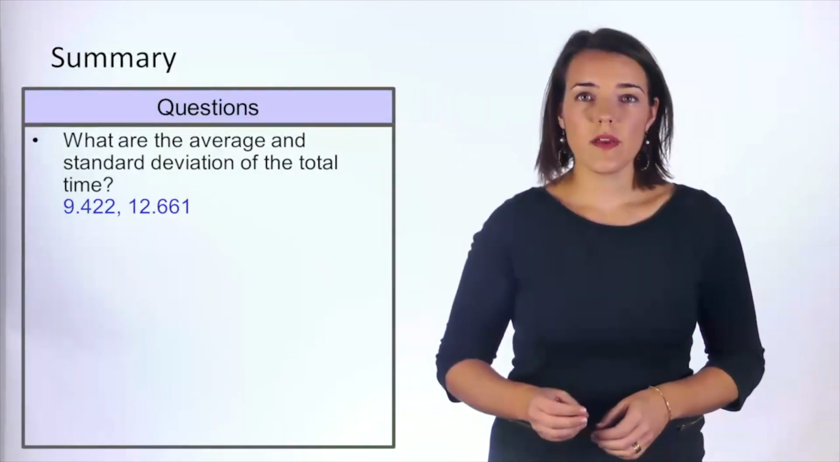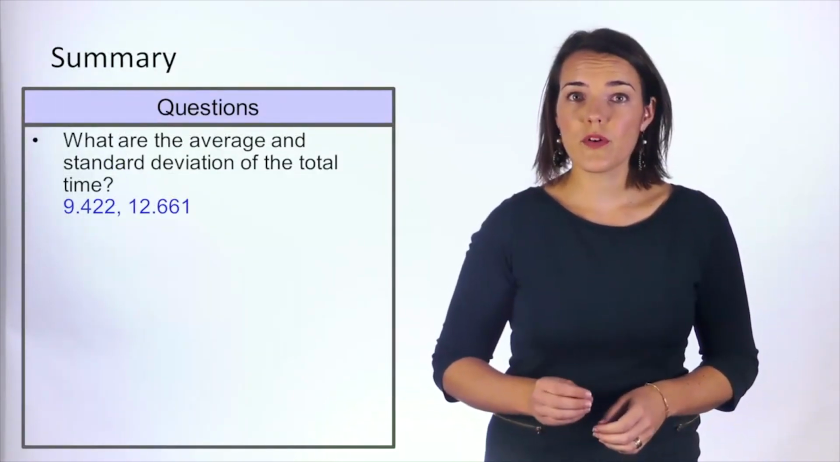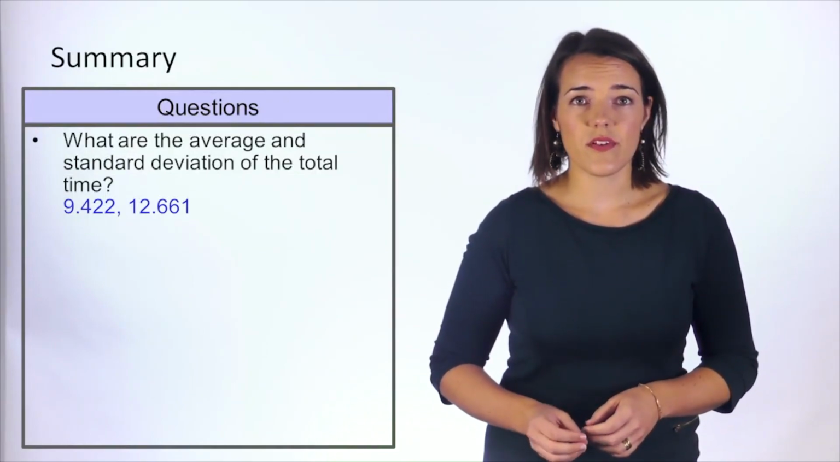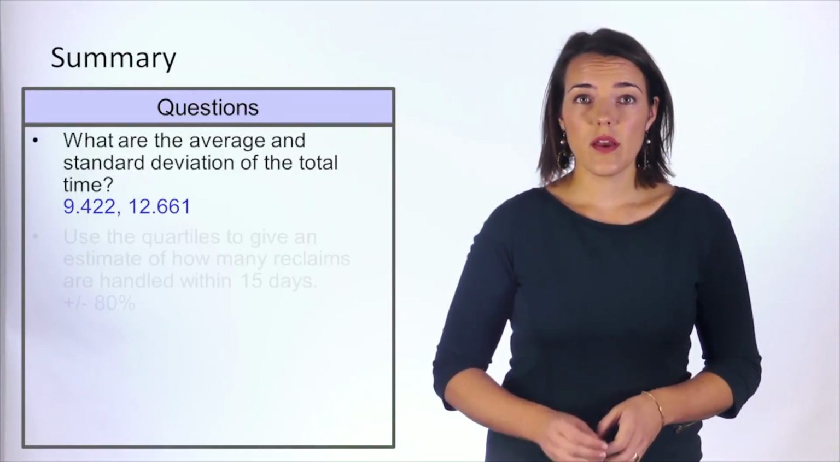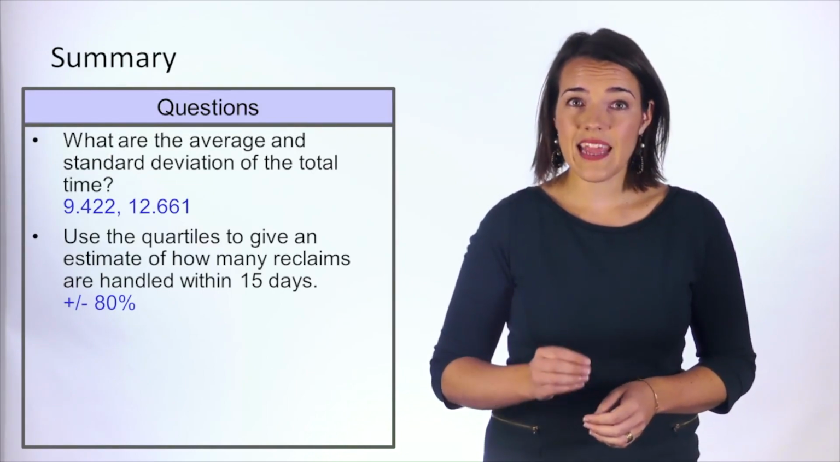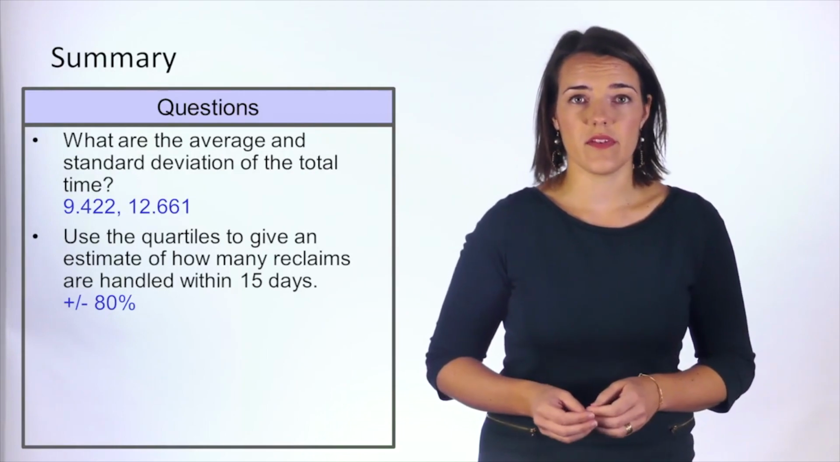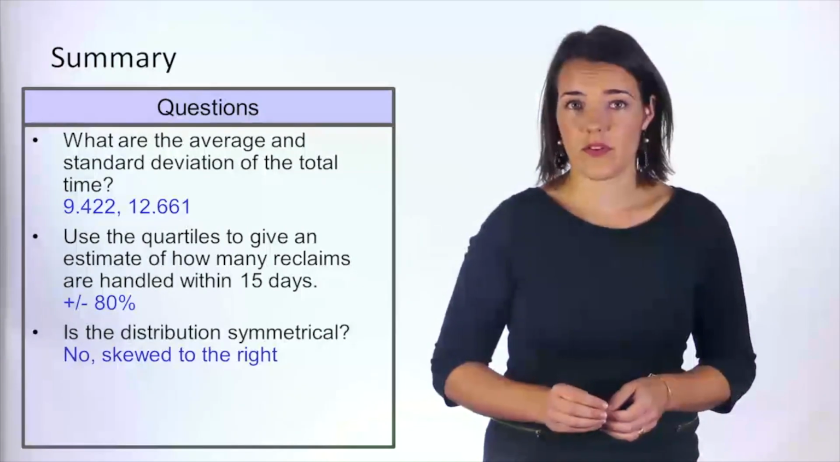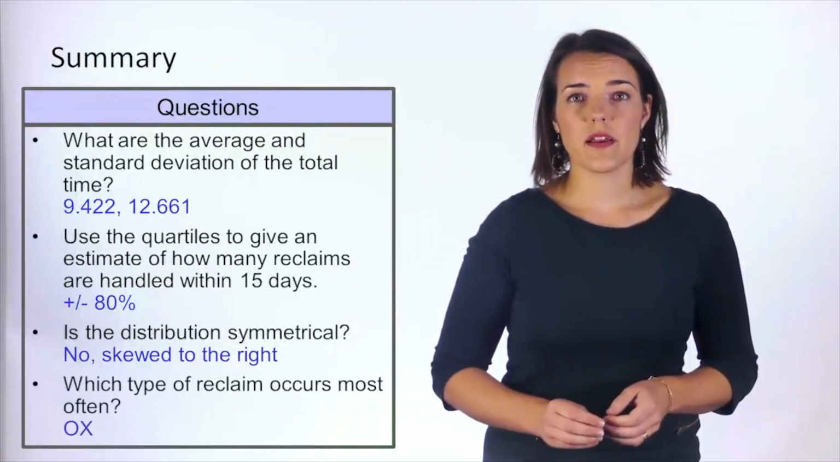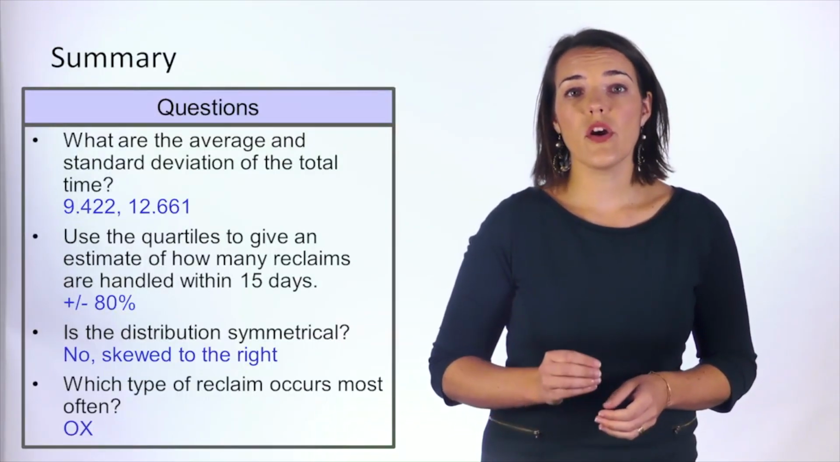Summarizing, we found a mean of 9.422 and a standard deviation of 12.661. We estimated that approximately 80% of the reclaims will be handled within the 15 days. It was not a symmetrical distribution, and the type of reclaim that occurred most often was the OX type.